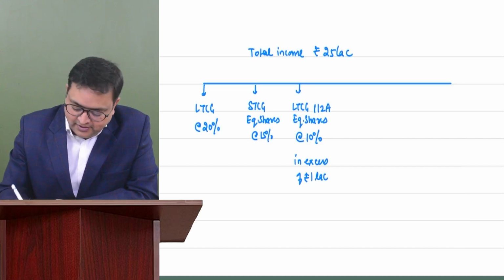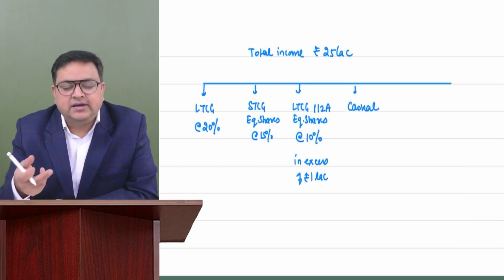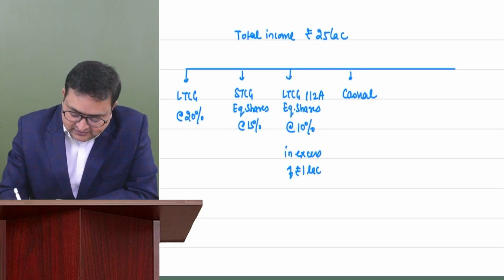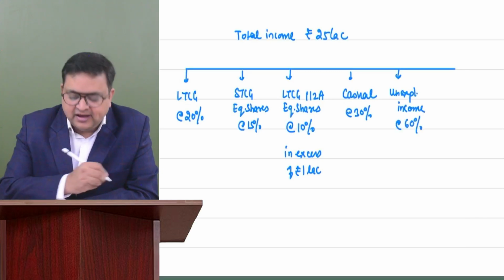Got it? Next, if you have casual income, lottery income, game show income, online gaming income, casual income has a tax rate of 30%. So mostly these are the special income. Very rarely, if they give you unexplained income, on unexplained income we have the tax rate at 60%. Got it? So these are our special income.